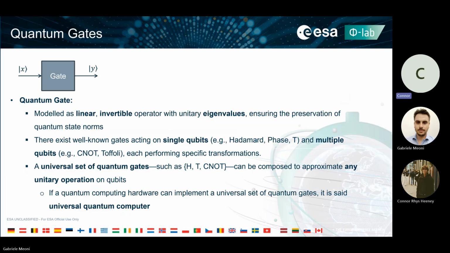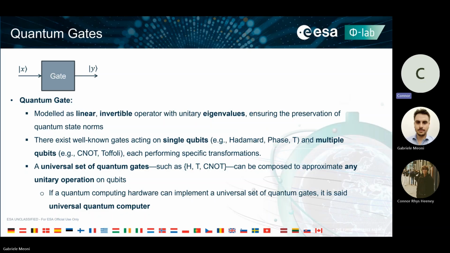Quantum gates can be modeled as a linear invertible operator, so with a matrix basically, and with unitary eigenvalues. This is because otherwise you will modify the energy of the quantum bit. So there are well-known operations that you can do. For instance, you can change from 0 to 1 as you do for normal computing, but you have even more quantum-specific operations that we're going to see soon.